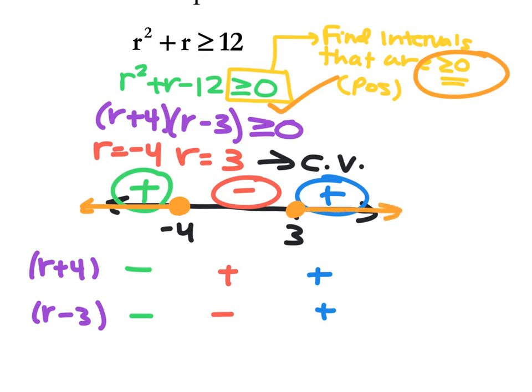Okay, so this is a union problem. My intervals start from the left, right? So start down here, go all the way to negative 4. So all the way to the left is negative infinity to negative 4. We got a parenthesis and a bracket.